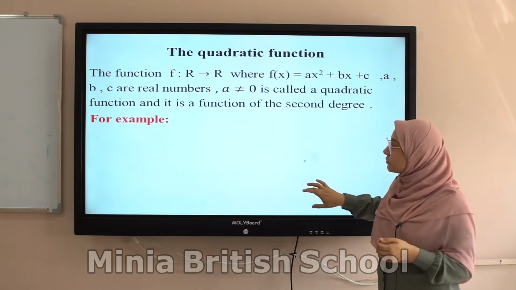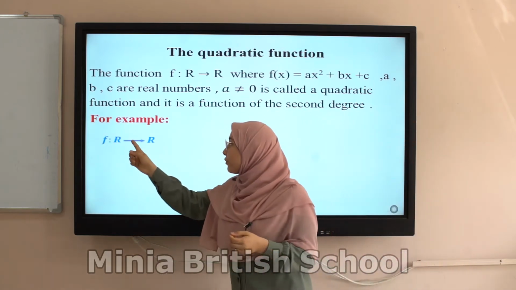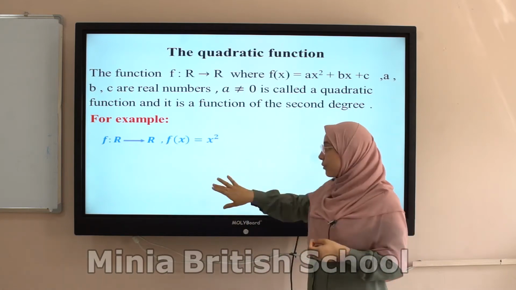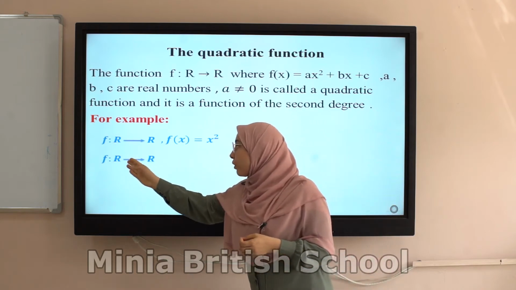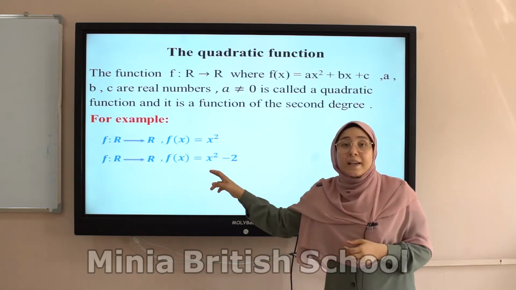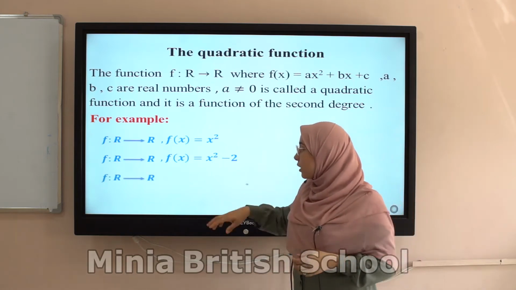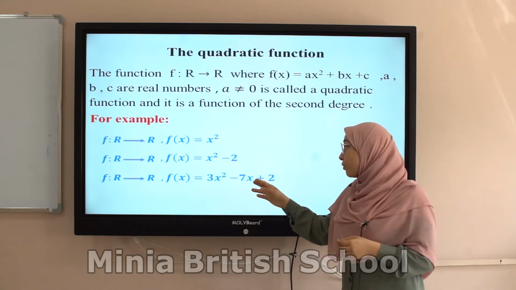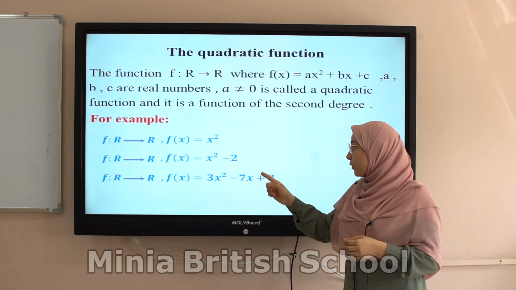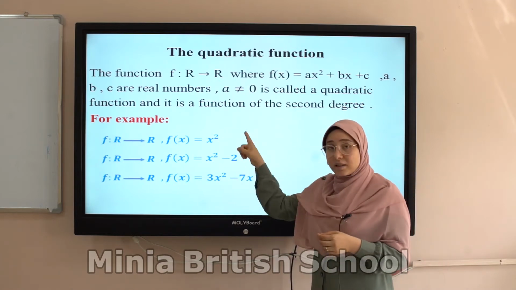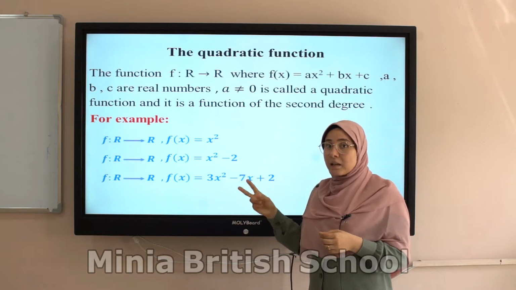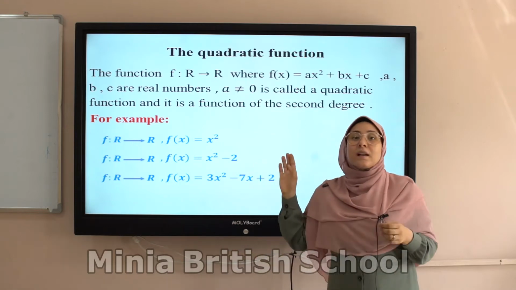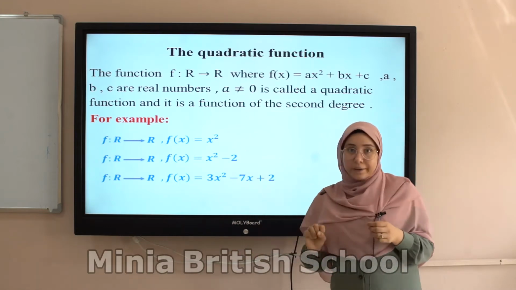For example, f is a function from R to R, where f(x) equals x^2. Also, f(x) equals x^2 - 2. And f(x) equals 3x^2 - 7x + 2. We know the highest index of x is 2. Therefore, each function of them is a function of the second degree.